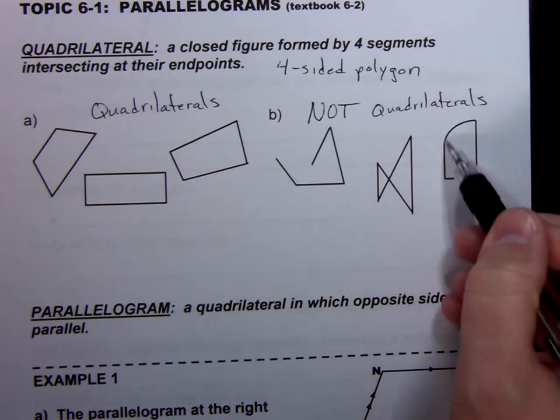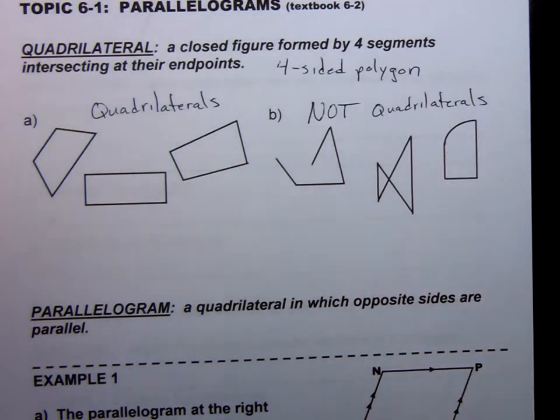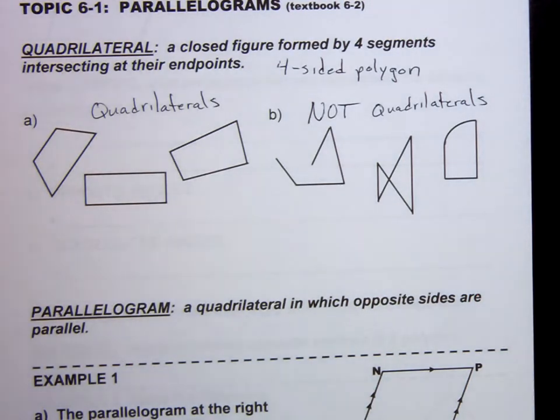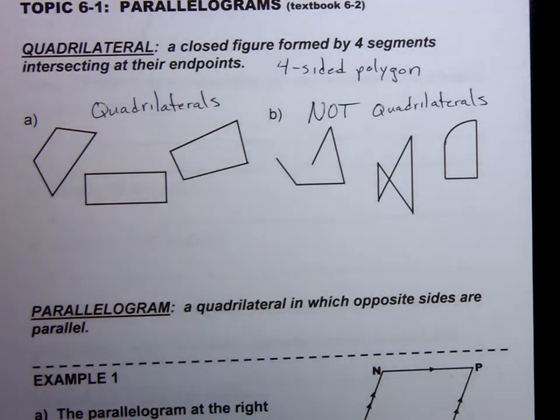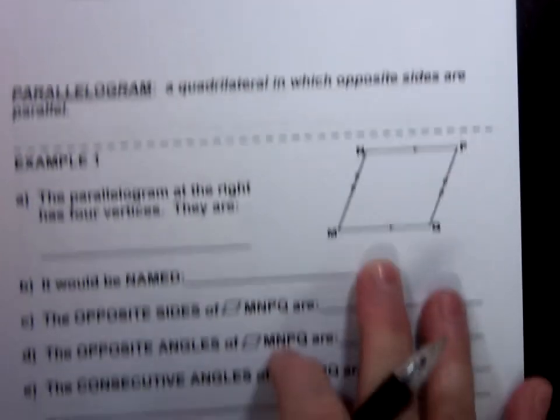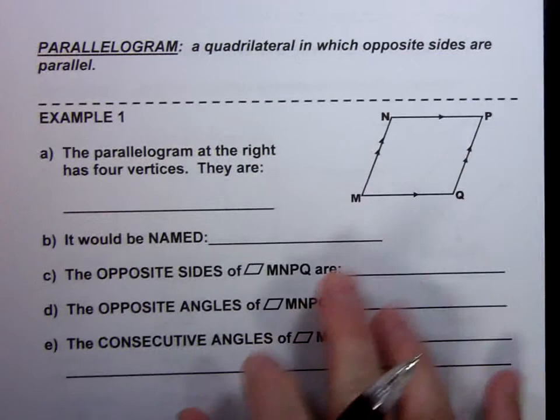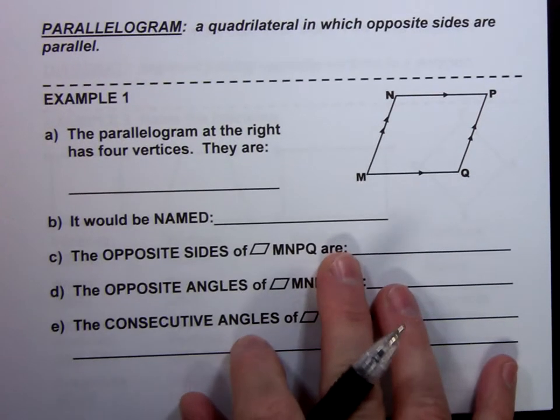And this one has a curved side to it, and segments are always straight. So in any kind of polygon, all the sides are straight edges. They're segments. And so a quadrilateral has to have straight edges as well. These are all examples of quadrilaterals. Okay. Now specifically today we're going to talk about parallelograms, which are a type of quadrilateral.